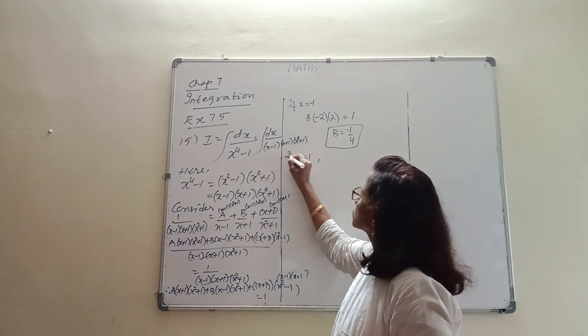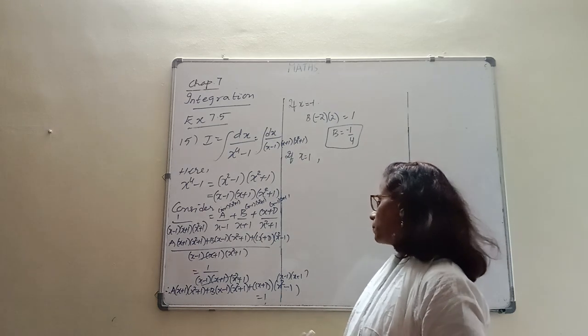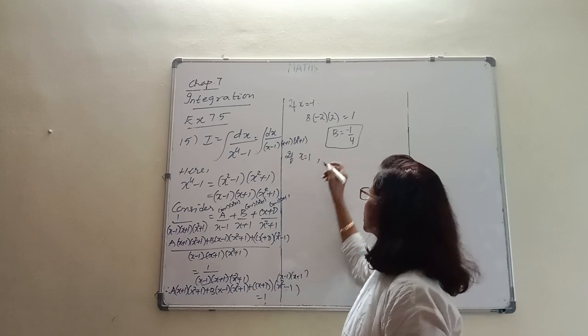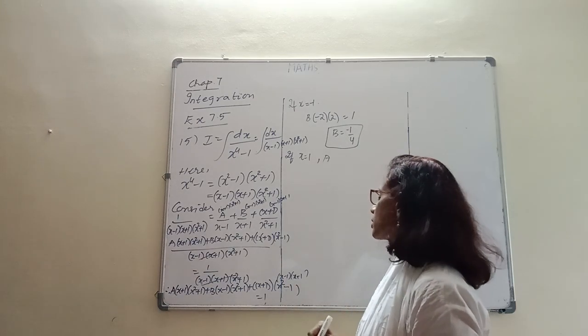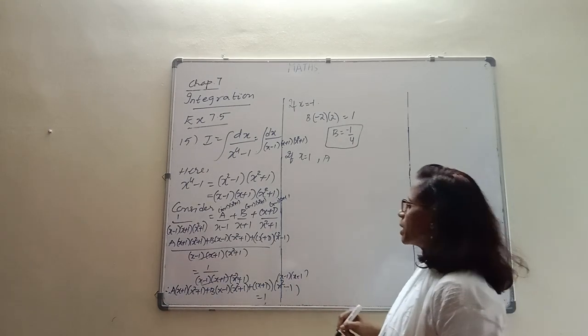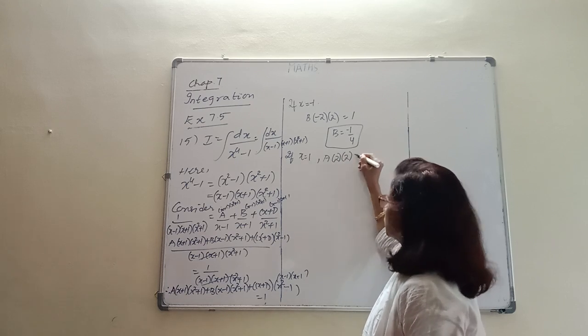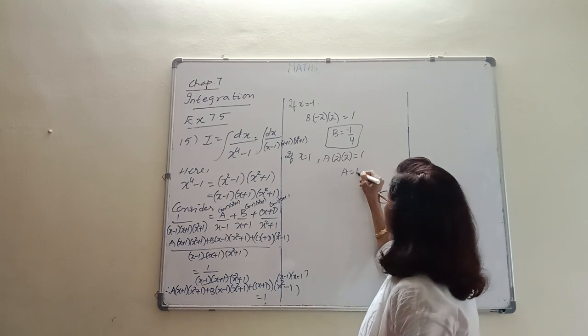Then let's substitute x as 1. So when x is 1, this term and this term will vanish and you are left with the a. So a times 1 plus 1, which is 2, again 2, 1 here, so a is 1 over 4.